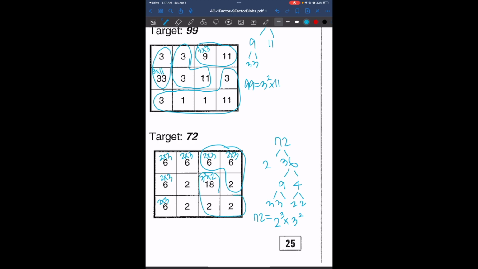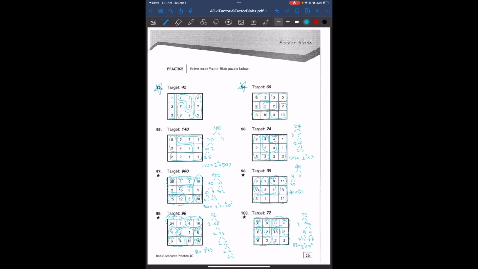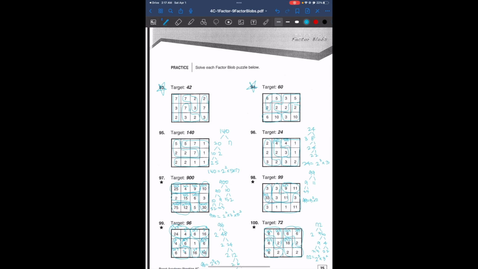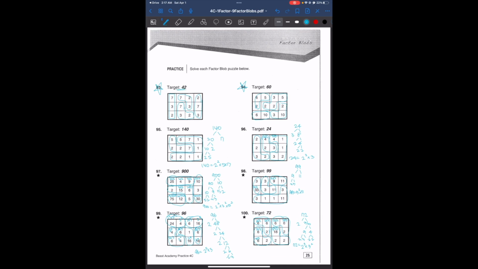These 3 can be grouped into one blob, so that 3 is multiplied twice and 2 is multiplied 3 times. And then these 3 can be in one blob, so 2 is multiplied 3 times, 3 is multiplied twice. And the same goes for this blob with 3 numbers. And so that's it for our factor blob puzzles. And I hope you guys have tried problems 93 and 94 before checking the solutions.